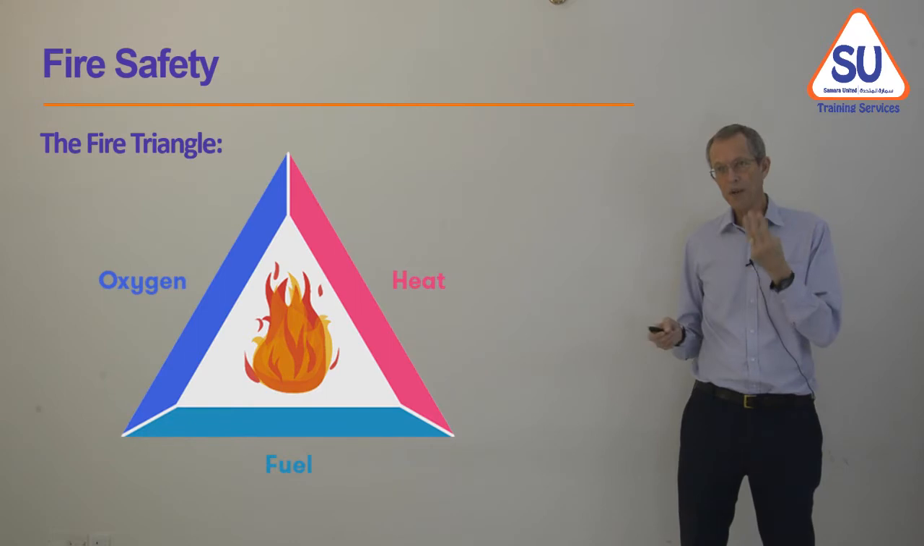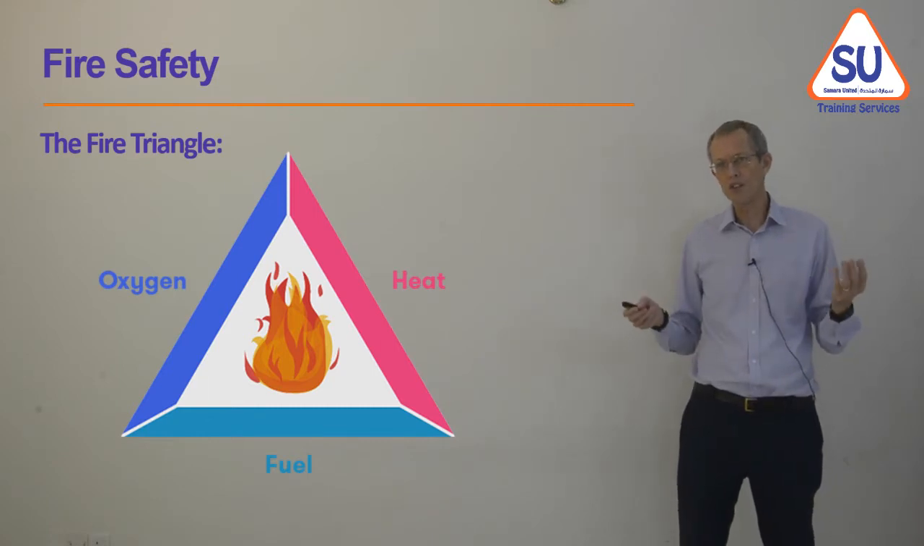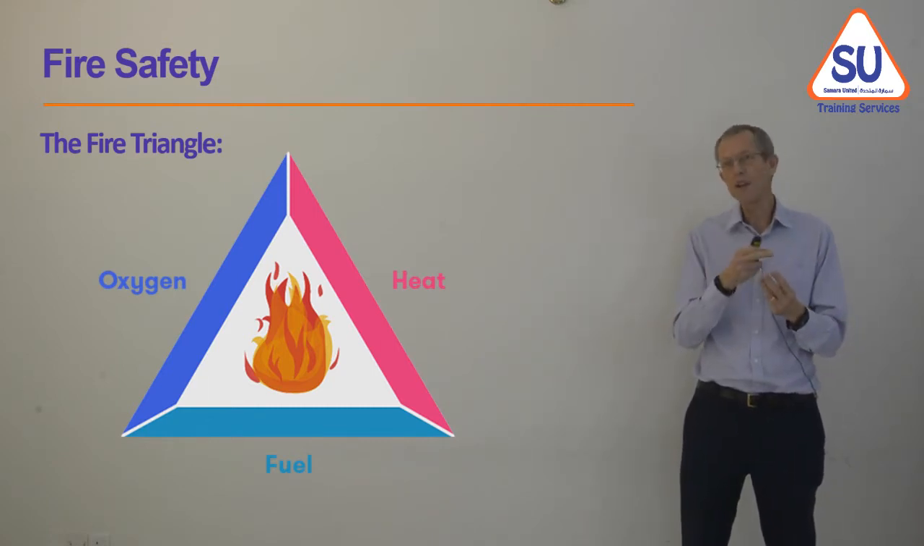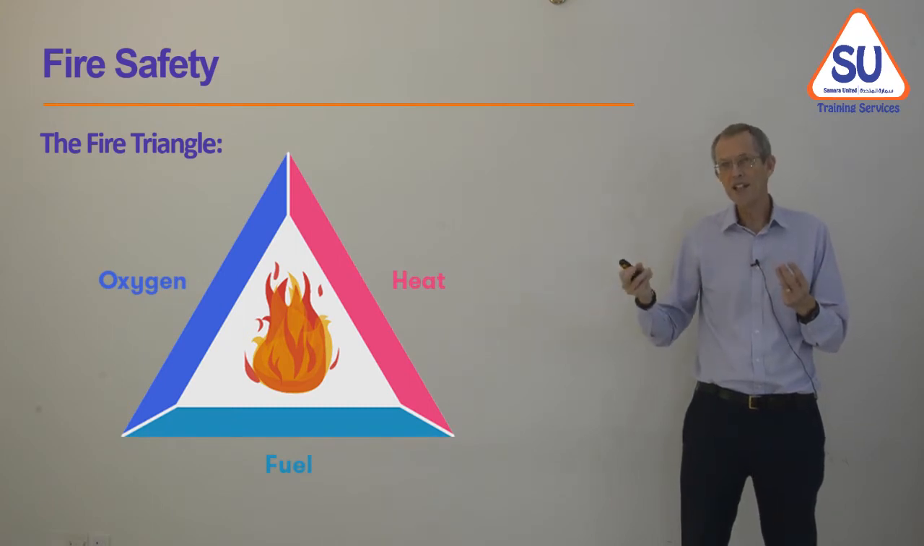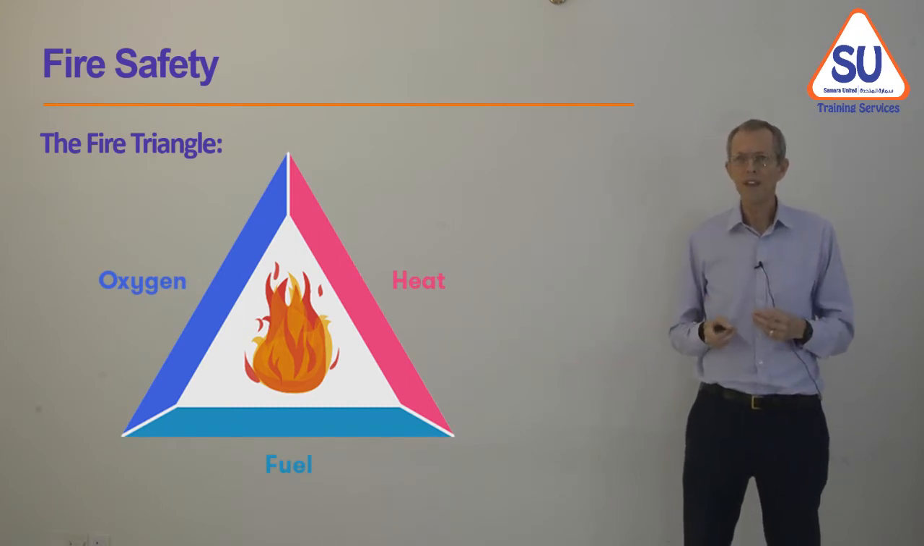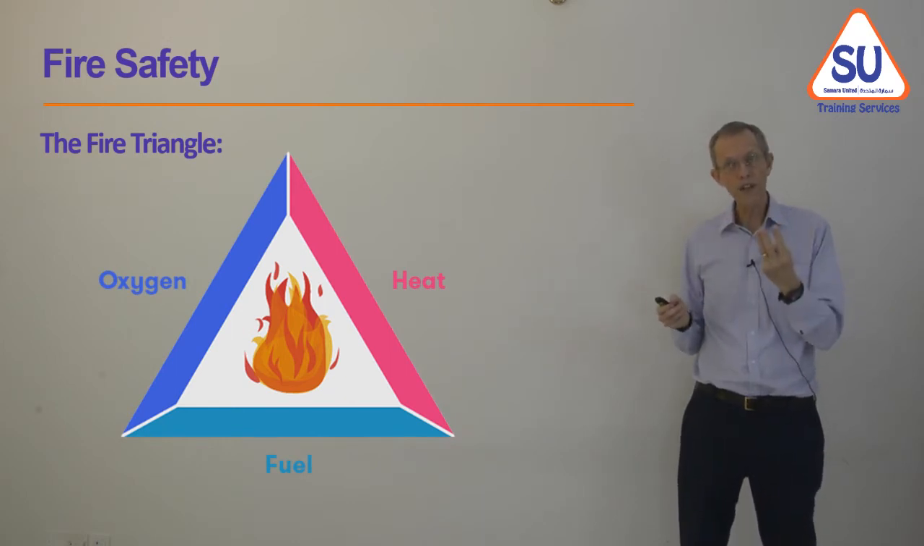So to have a fire, we need to have some fuel. We need to have something that can burn. To have a fire, we need to have some oxygen so the fuel can react with the oxygen chemically. And then we need to have some heat to start the fire. So oxygen, heat, fuel, all three for a fire.